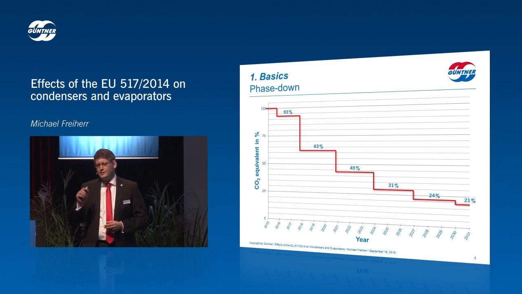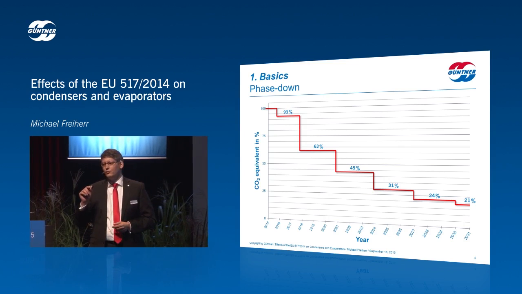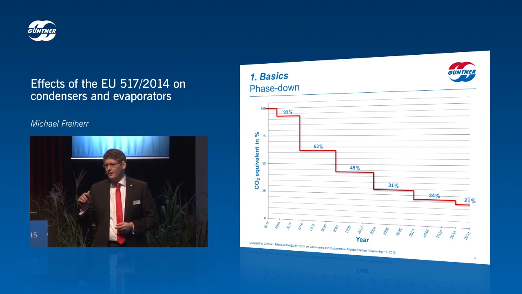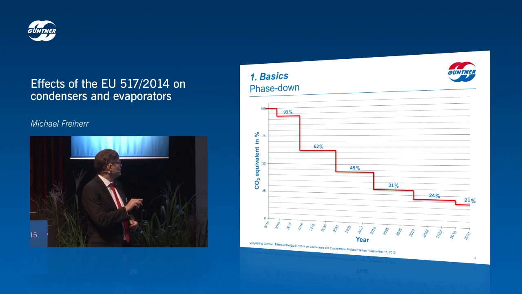The first one is that we have this GWP value of 2,500 that will be effective as of 2020 for new systems and plants. And the second point that I'd like to address is the first drastic drop here by 37% in 2018. So 2018, that's basically tomorrow. And it's important that we are all in the same boat as of now in order to reach those goals.